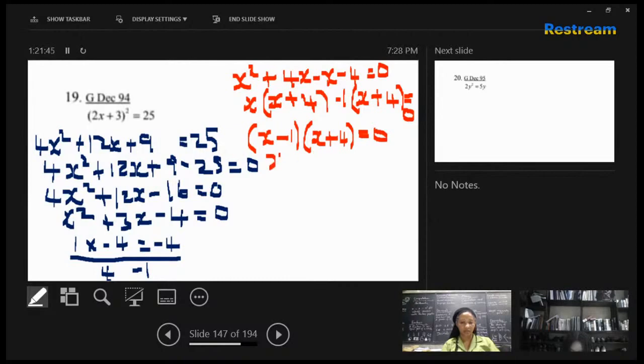All right, x minus 1 is equal to 0, so x is equal to positive 1. x plus 4 is equal to 0, so x is equal to negative 4.